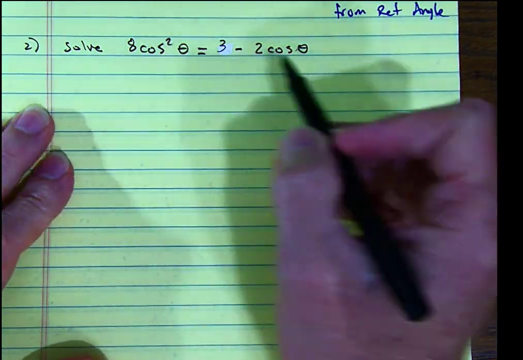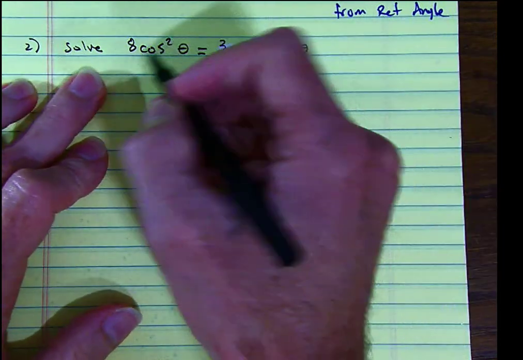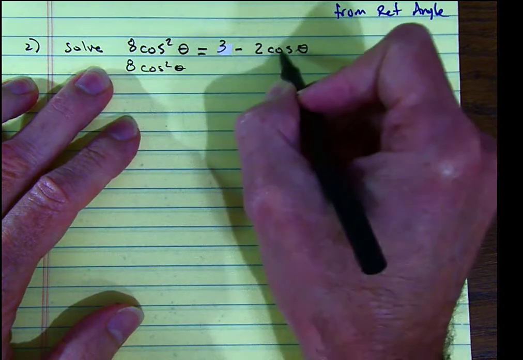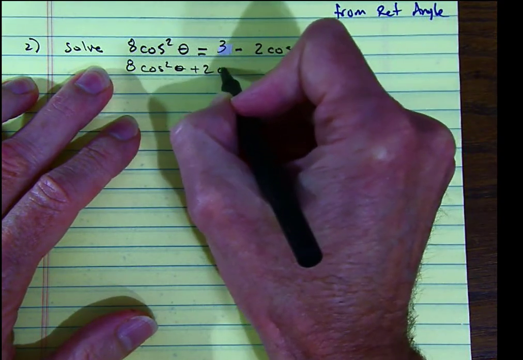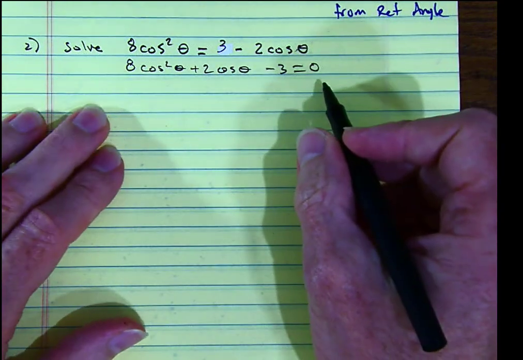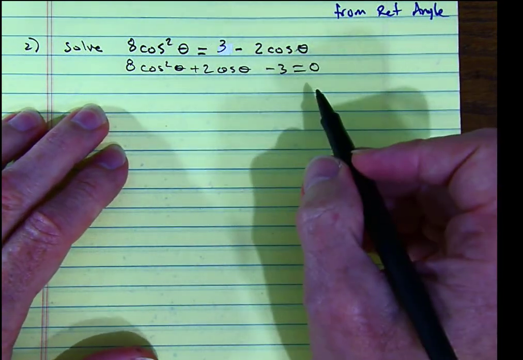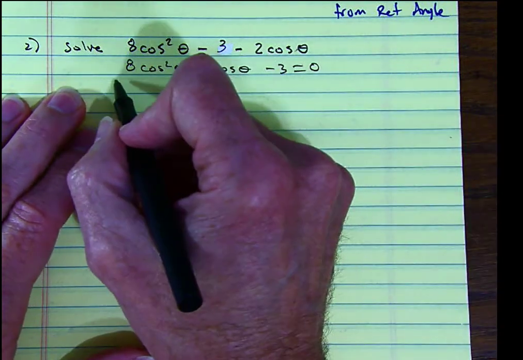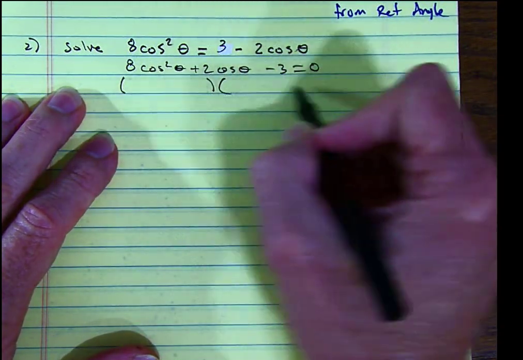It is quadratic, so I need it to equal 0. So let's move some things around here. I'm going to add that over. Minus the 3. I got it equal to 0 now, and I hope it factors. If it doesn't factor, we can also solve it by the quadratic formula.